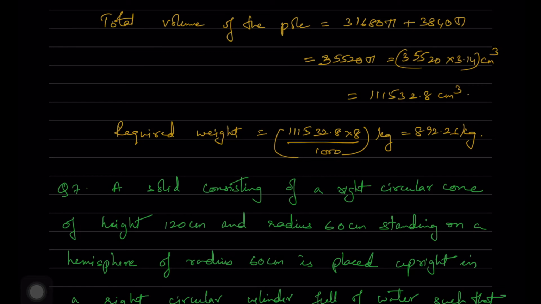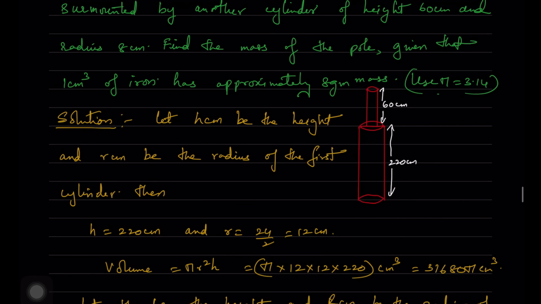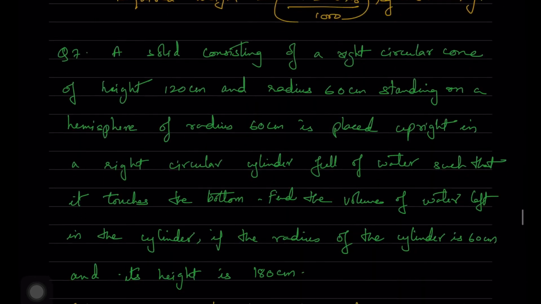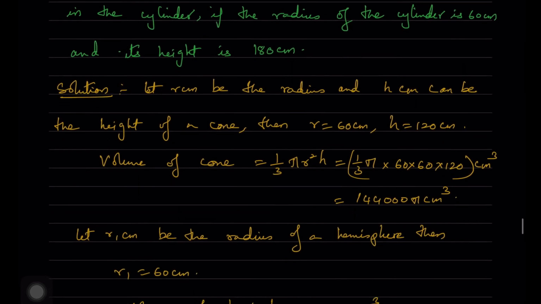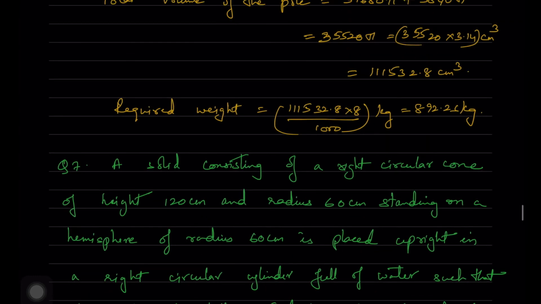So required weight is equal to, because 1 centimeter cube of iron has approximately 8 grams mass, so therefore here you can write it as 111,532.8 into 8 divided by 1000 kg. We are changing this grams into kg, so dividing it by 1000, so you're getting it as 892.26 kg.